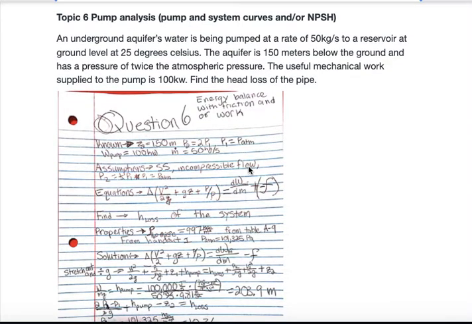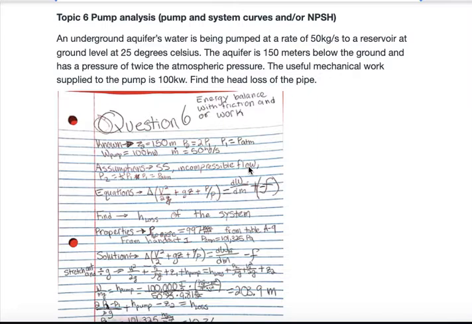Okay, next we have an underground aquifer, and water is being pumped from this aquifer 150 meters below. There's a big difference in pressure, and the pump is using 100 kilowatts of useful mechanical work. Right away we can assume this is a pump analysis, extended Bernoulli kind of problem because it gives us a pump. That means there's work involved, and there's a big height difference, so there are going to be some energy changes for sure.